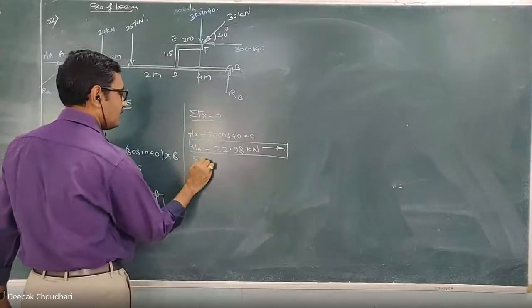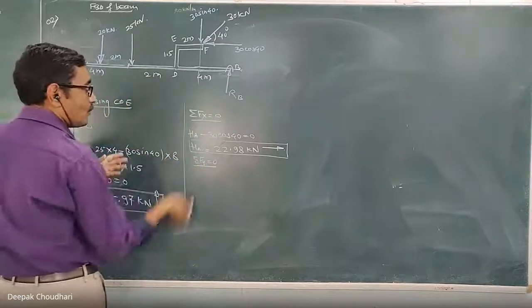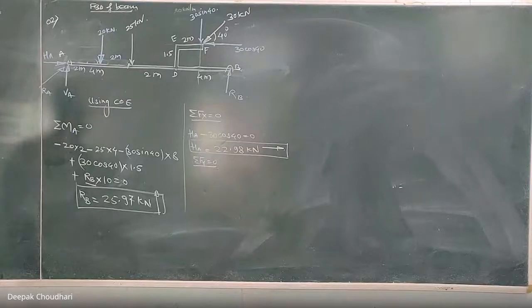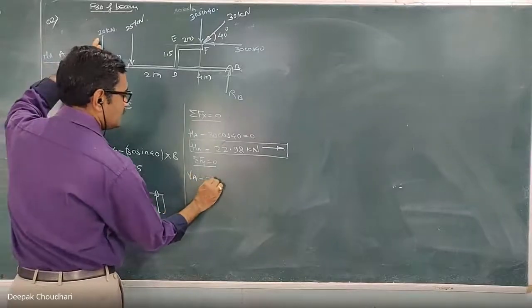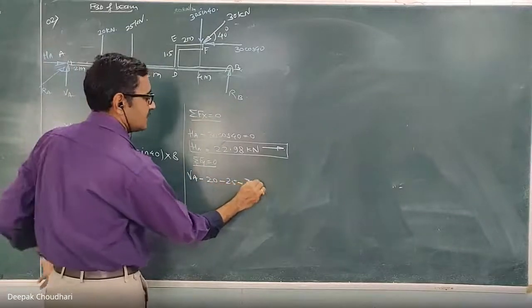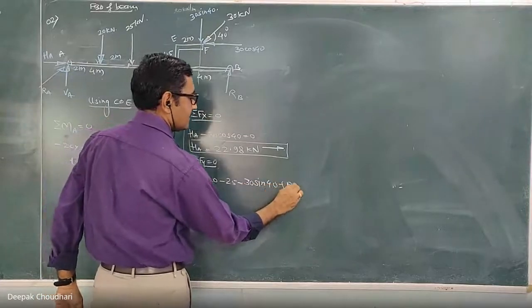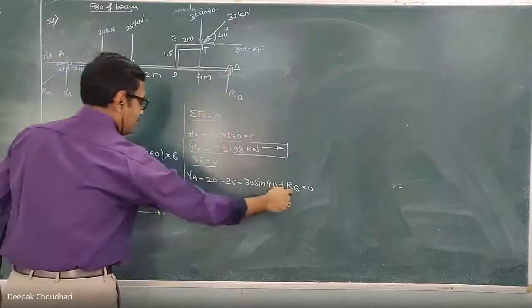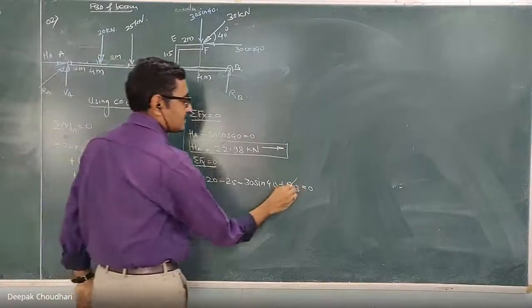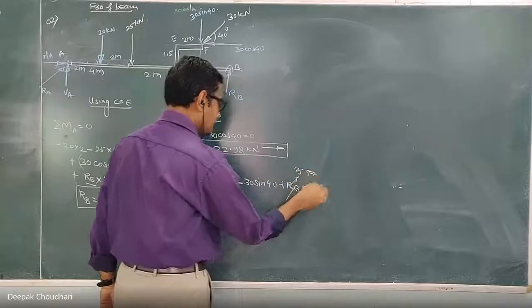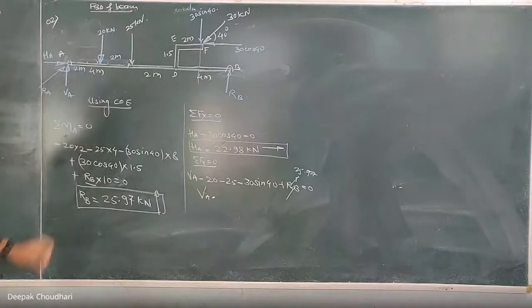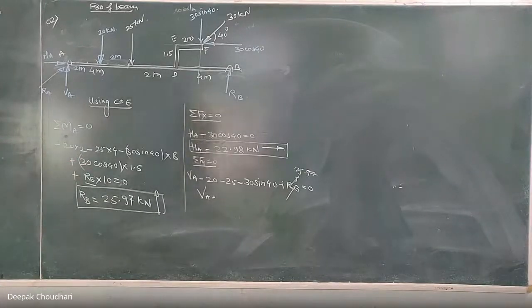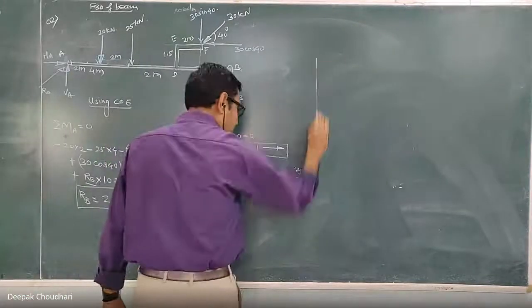Then use summation of Fy equal to 0, summation of all vertical forces. Upward force positive, downward force negative. So VA upward, so positive, minus 20, minus 25, minus 30 sine 40, plus RB equal to 0. Here RB is upward, that's why plus. Its magnitude is 25.97. Substitute this RB equal to 25.97 here and get the value of VA. Again, use the solve function and get the value of VA. After getting VA, calculate the resultant reaction at A.